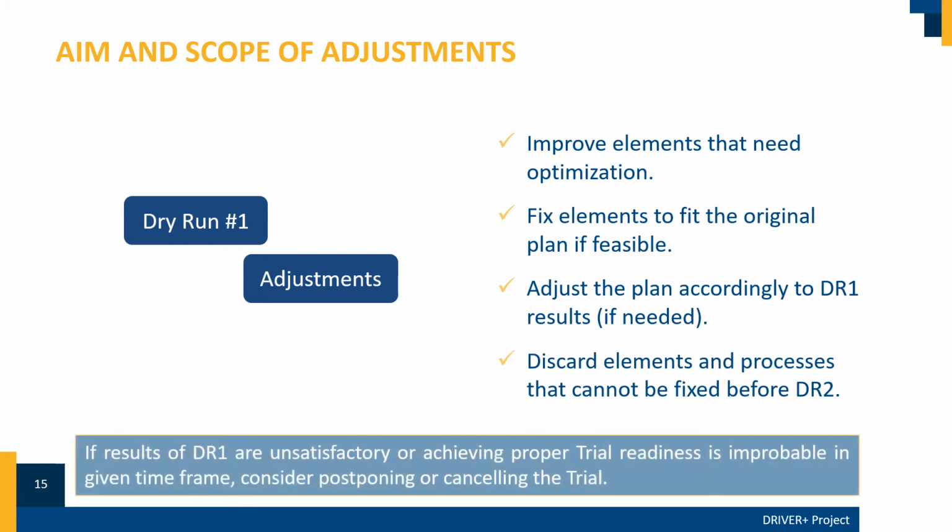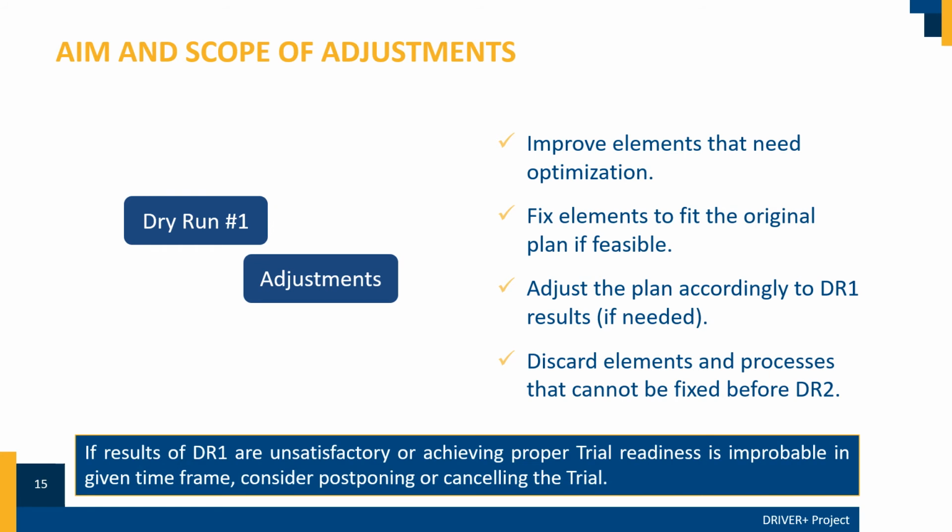Note and be open about the fact that if Dry Run 1 was not a success, or if you feel it is improbable to achieve trial readiness in time, consider to postpone or cancel the trial. Else, you risk doing a lot of work for an event that will never provide the results you are after.